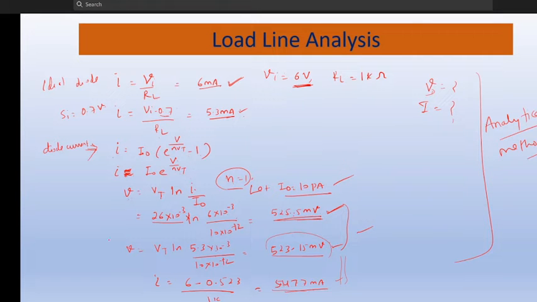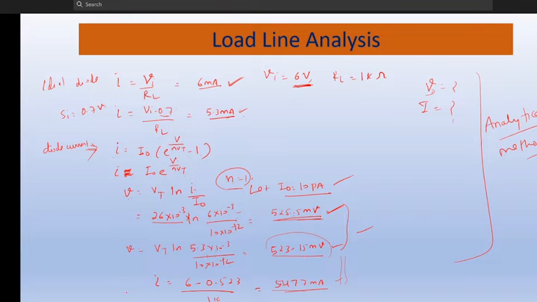Now the same thing I have done for the silicon diode. V equals Vt log I upon I naught. Instead of 6 milliampere, which I had taken for the case of an ideal diode, for a silicon diode I have taken the current as 5.3 milliampere. So I calculated it as 523.15 millivolt.